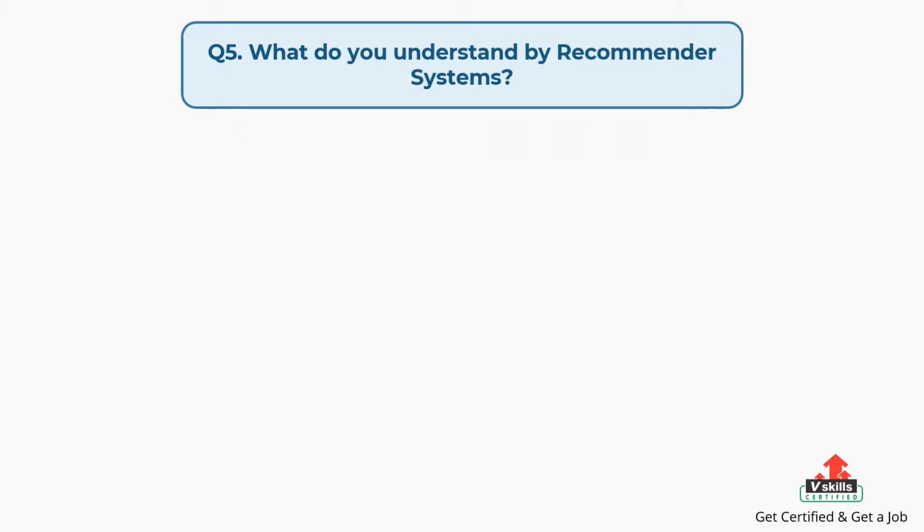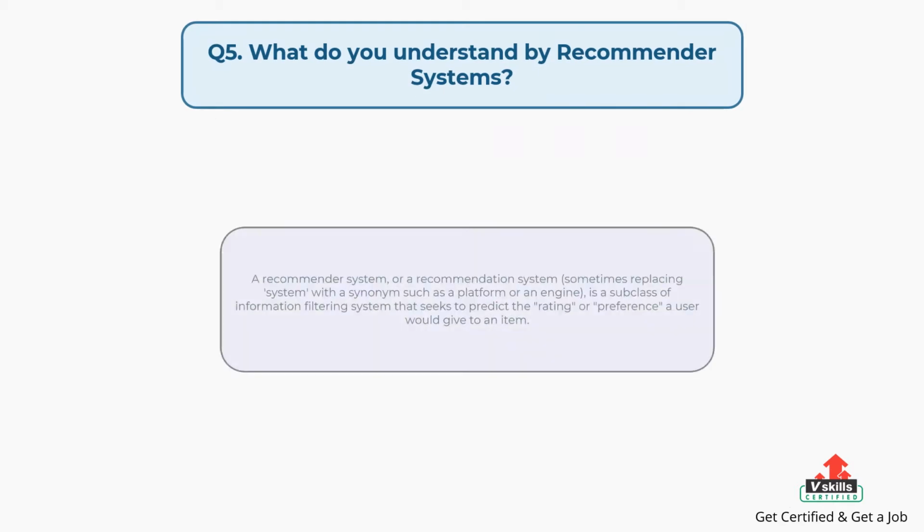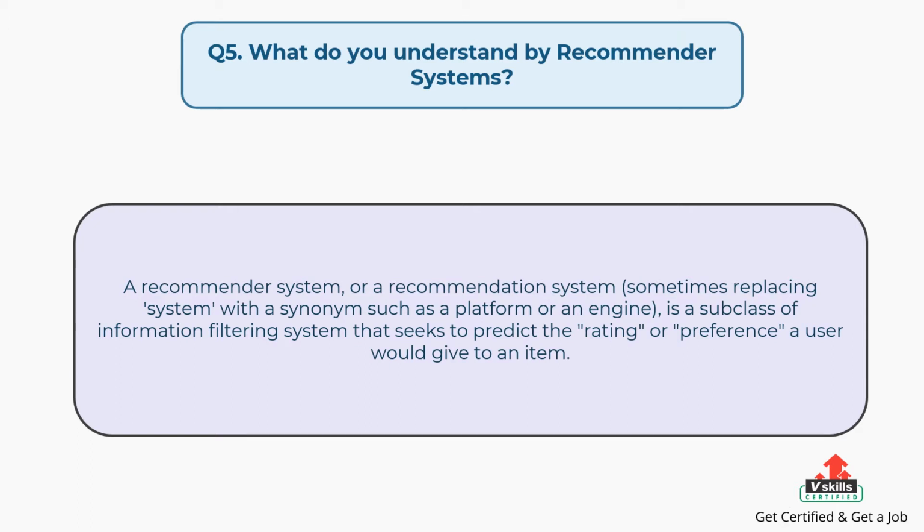Question number 5. What do you understand by recommender systems? The answer is: a recommender system, or a recommendation system, sometimes replacing system with a synonym such as a platform or an engine, is a subclass of information filtering system that seeks to predict the rating or preference a user would give to an item.